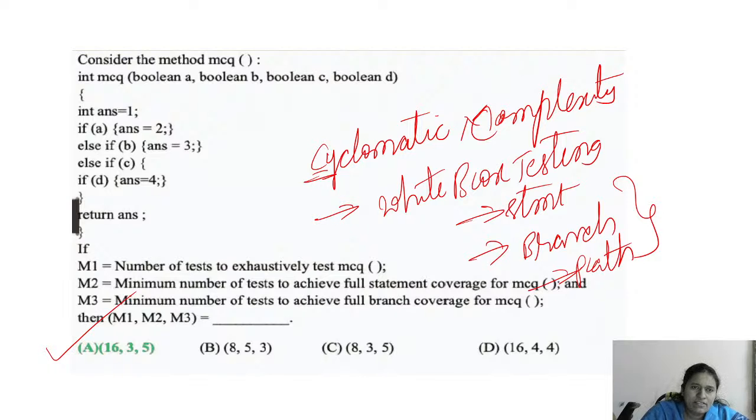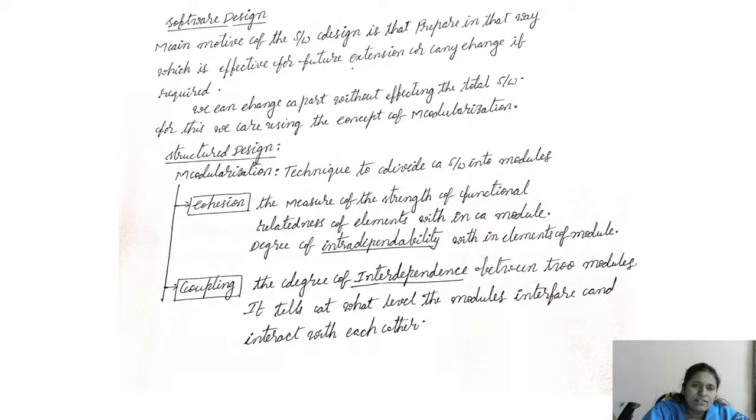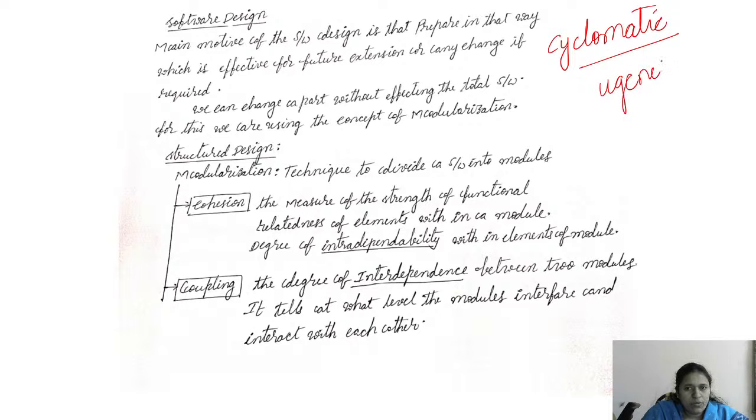Okay, in the previous session, I have discussed cyclomatic complexity. We saw what is cyclomatic complexity, what is the use of cyclomatic complexity, and how to find the cyclomatic complexity. And we saw the UGC NET previous year question also, right? From the cyclomatic complexity, we saw the UGC NET 2019 question also.